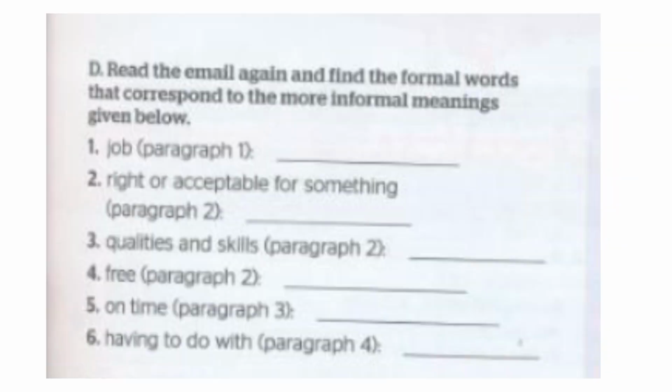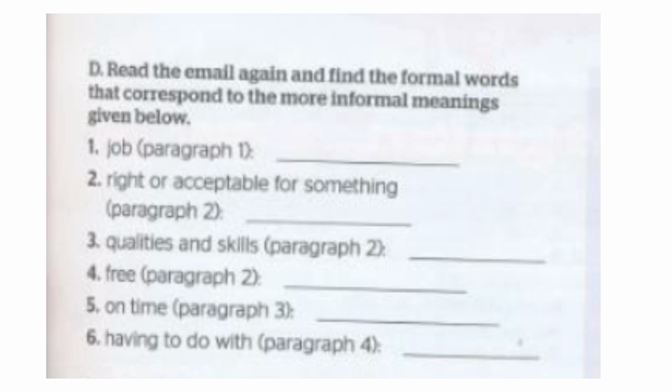Done. Now let's go to this exercise. Read the email again and find the formal words that correspond to the more informal meanings given below. What does it mean? When you write an email of application, you must use formal words instead of informal words. So you should know that these 6 words or phrases are informal. So you need to change all these 6 items into formal words. Example like number 1 here.